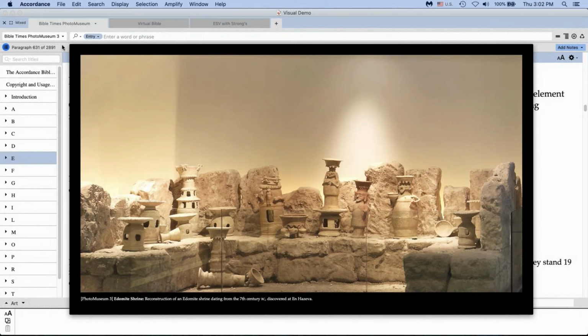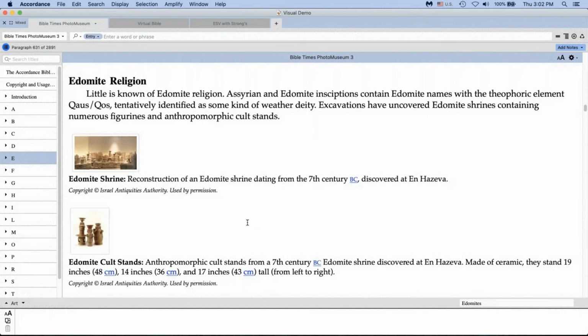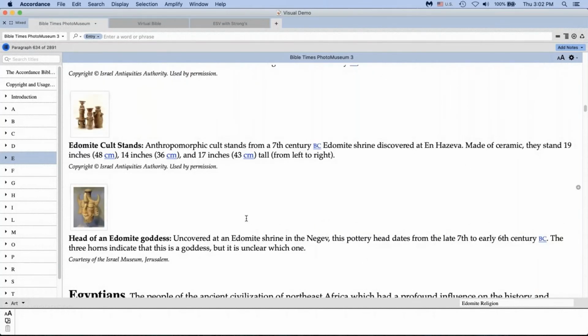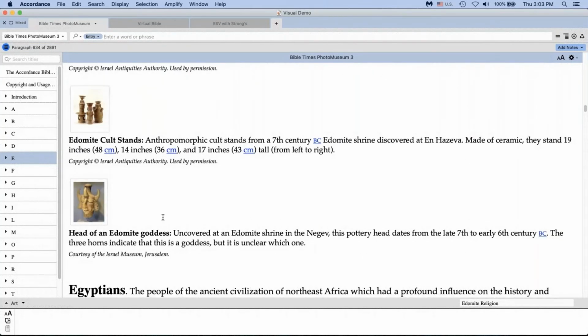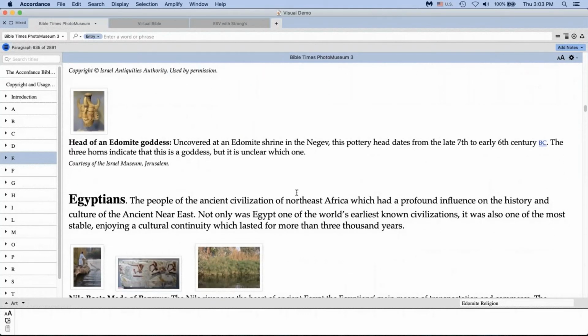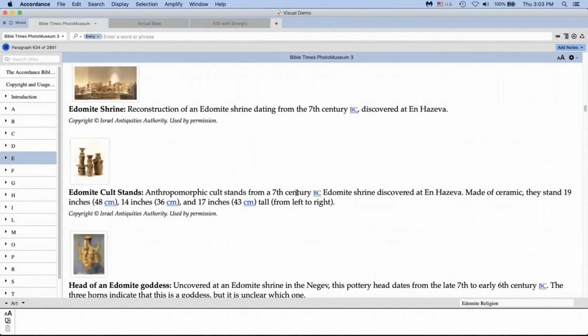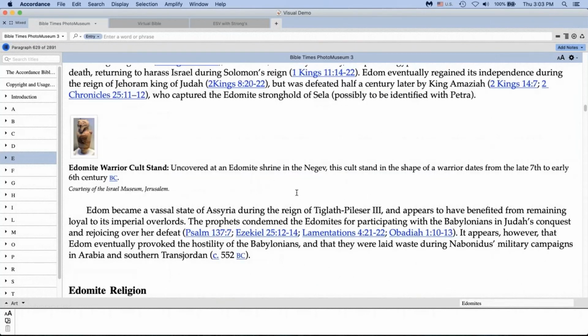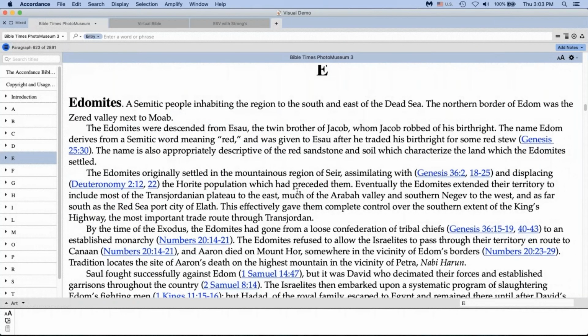Okay, and then here are some other pictures of the objects on the cult stand. And this is supposed to be an Edomite goddess here. Okay, so that's the Edomites. I'm not going to show you the Egyptians, but that comes after because I have a lot more there. But this is a small example of a people group in the Photo Museum.